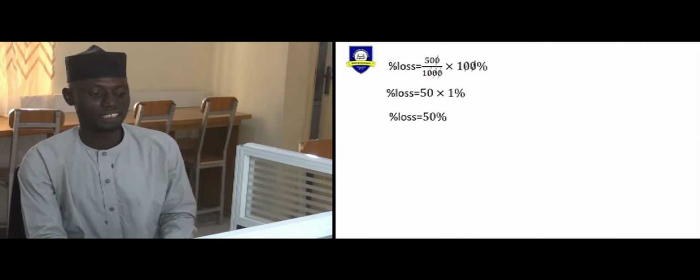Then lastly, we have: express 5,500 in standard form. The only difference between this and the previous one is that the previous one had just one non-zero digit, while this has 2 non-zero digits. So we express it in this form, 55 times 100, as the last 2 zeros are equivalent to 100. So 5,500 is equivalent to 55 times 100.